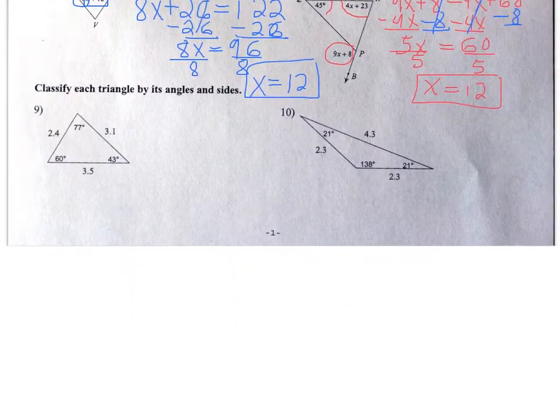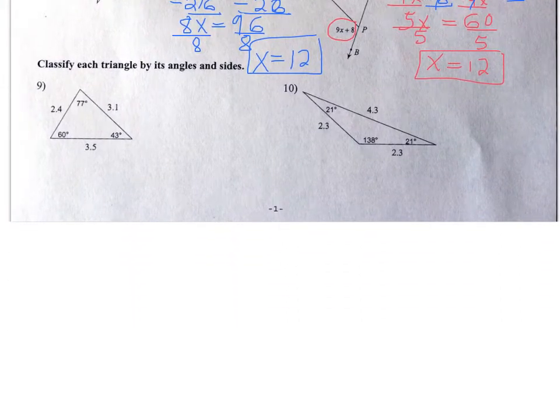Okay, number 9. Classify the triangles by their sides. Let me put the names by the angles and by the sides. By the angles, it could be acute when all the angles are less than 90. It could be right when you have one right angle. And obtuse when you have one obtuse angle.